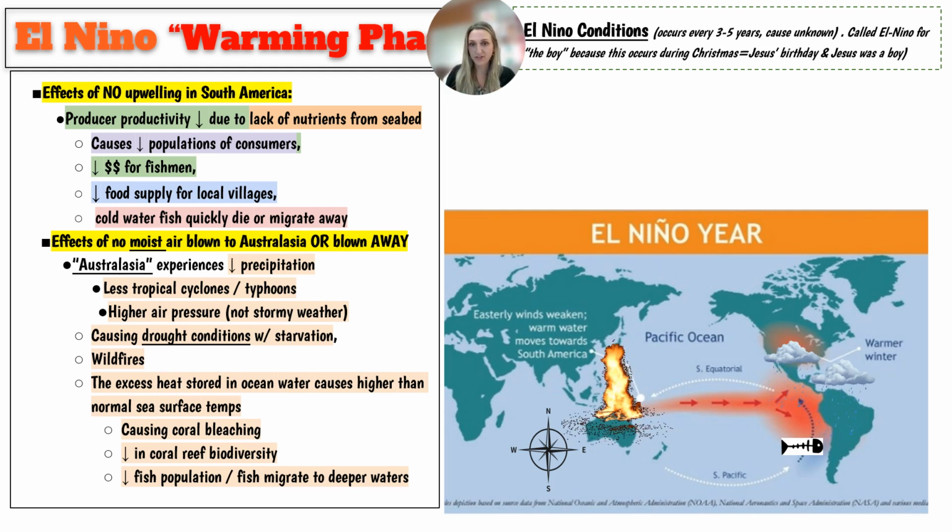If this happens, we're going to have a decrease in coral reef biodiversity, so the different species and the amount of different species in the area, we'll have less of those. There'll be less fish population, and fish are going to migrate to deeper waters.